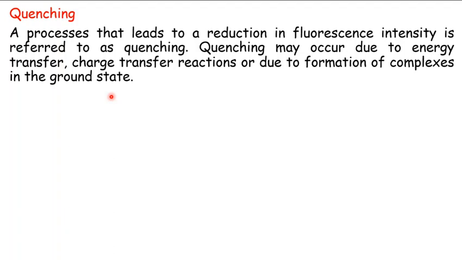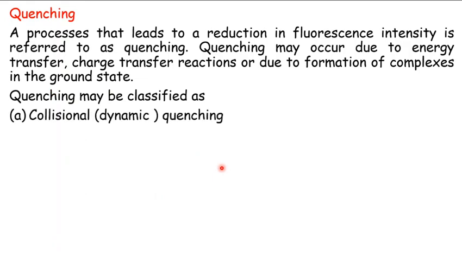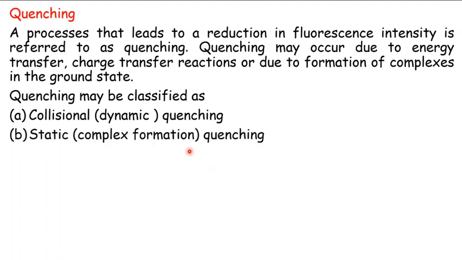So, whenever there is a reduction in the fluorescence intensity, or we can say the fluorescence intensity is quenched or reduced due to the presence of a certain species, we call this process quenching, and the species is referred to as quencher. Quenching may be classified as collisional quenching, or it may be classified as static, or the quenching that occurs due to complex formation.